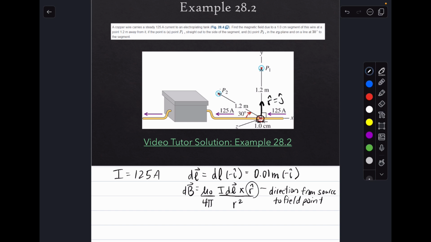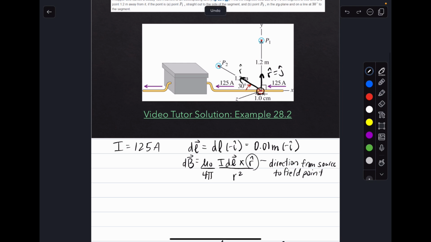Let's tackle P1 first. So the question is, what's the magnetic field due to that small piece of wire segment at P1? Well, it's mu naught over 4 pi I dl. What direction is dl? dl is in the negative i hat. That's going to be crossed with r hat, which happens to be j. And we were given r. I won't write it down yet. This is r, 1.2. So let's write down that one given over here.